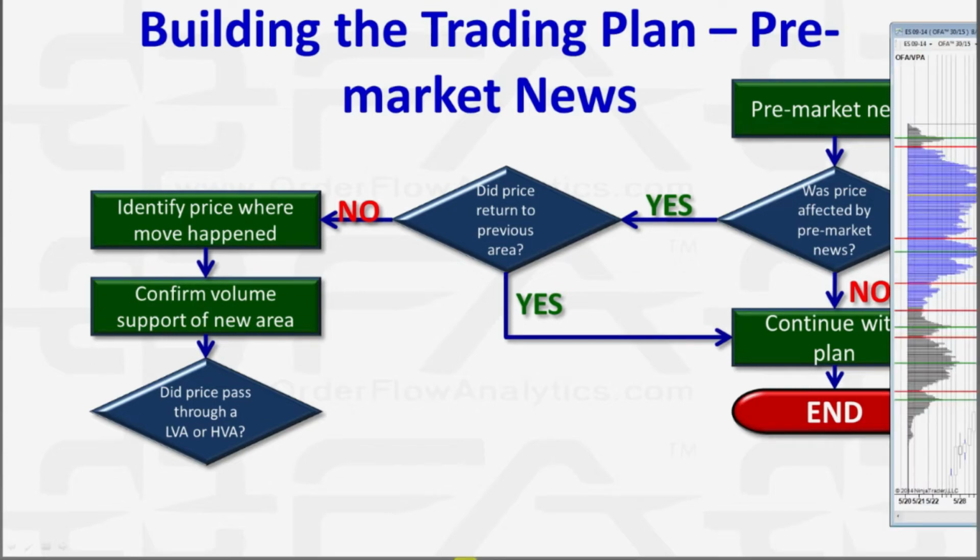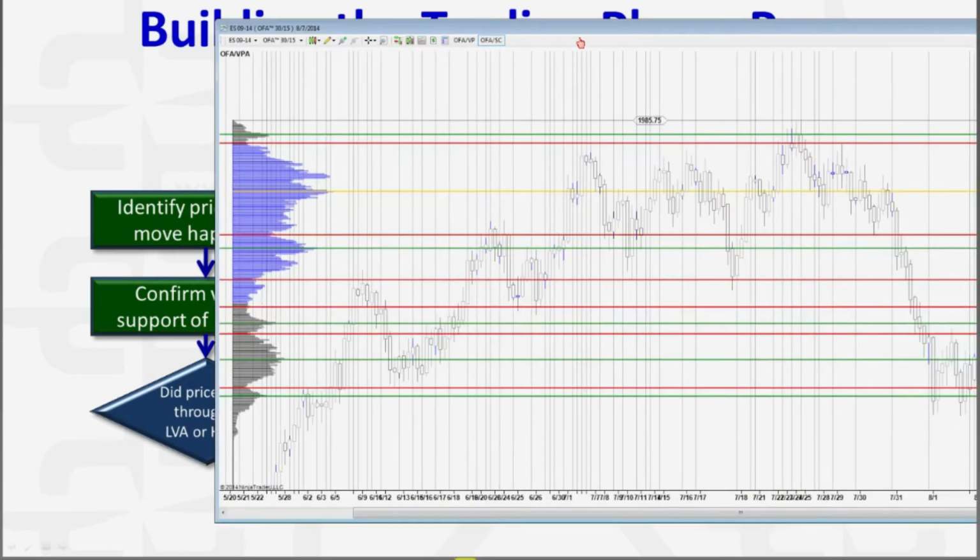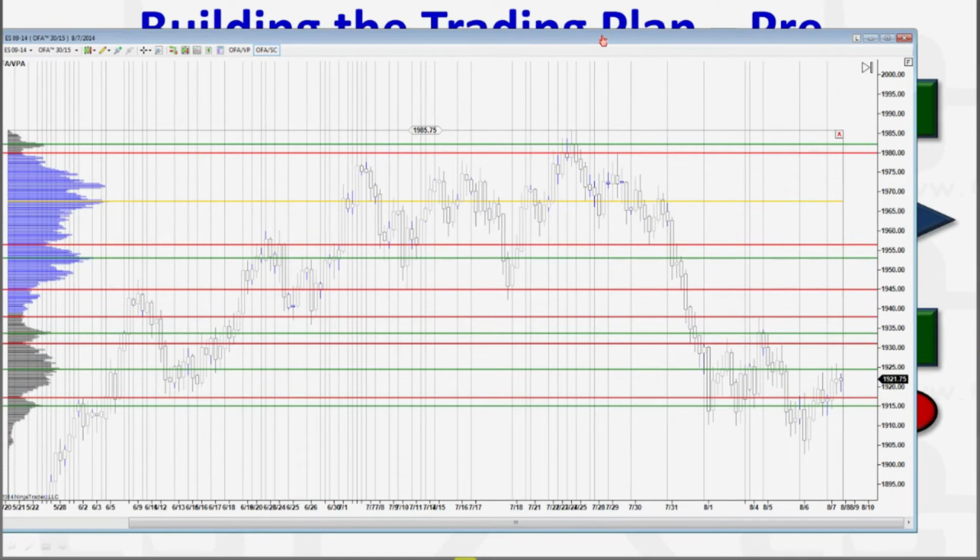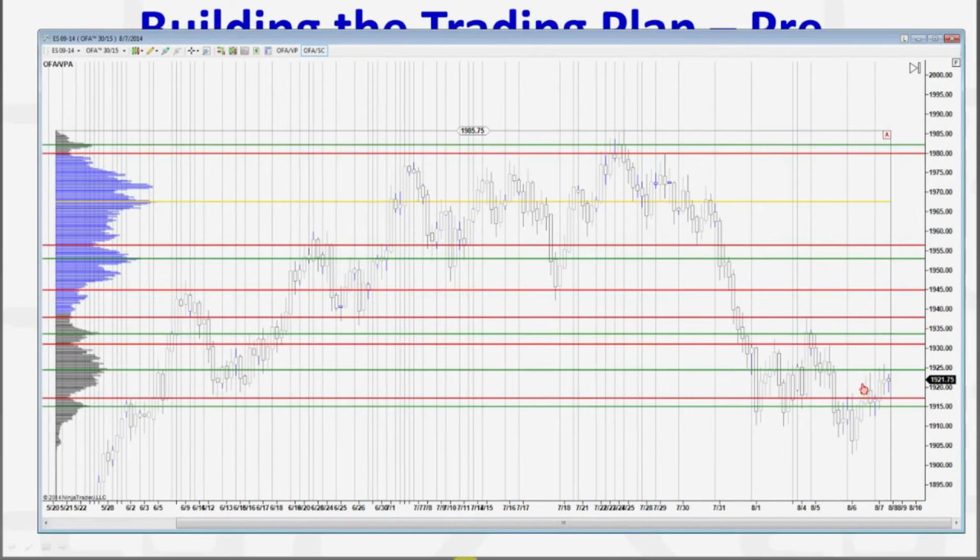As soon as my charts come up, I'll show you what I'm talking about. Okay, so we have a low volume area on the composite chart here at 17, and there's another one up here around this 31 level.